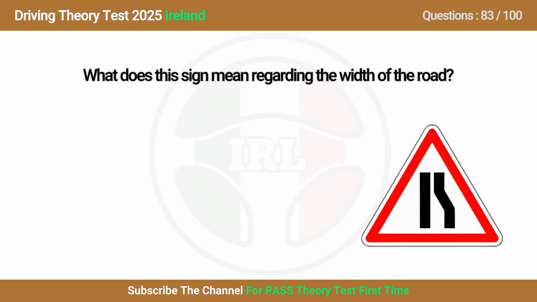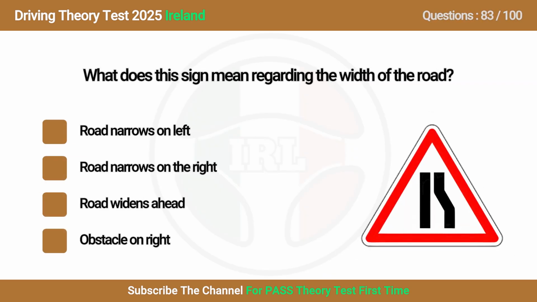Question 83. What does this sign mean regarding the width of the road? A. Road narrows on left. B. Road narrows on the right. C. Road widens ahead. D. Obstacle on right.